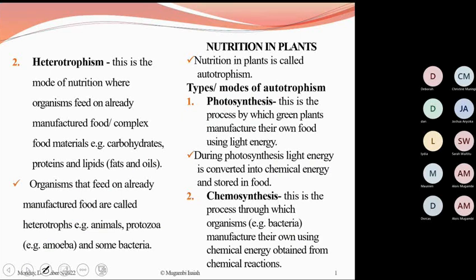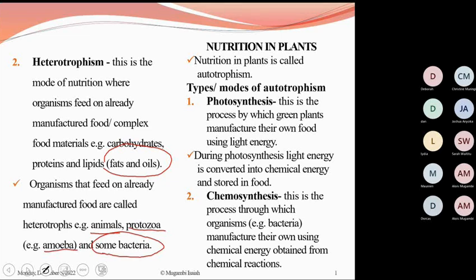In lipids, we say that in the chemicals of life, lipids are composed of fats and oils. Organisms that feed on already manufactured food are the ones we call heterotrophs. We have animals, protozoa like amoeba, and some bacteria that are also in heterotrophism. So those are the two types of nutrition.